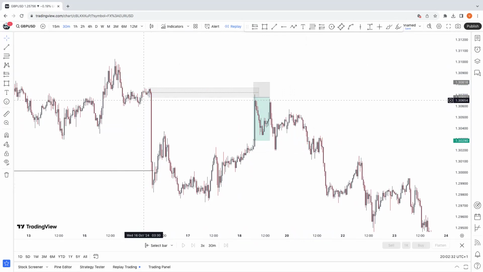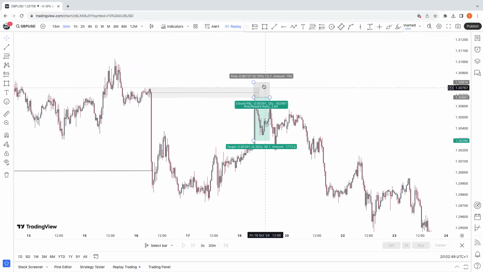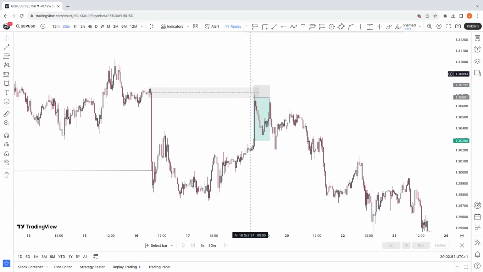The reason why we are considering this demand zone is because this supply zone left an imbalance behind, number one, and then it ended up giving us a change of character or a break of structure, number two. So that's why we consider this zone as a valid zone. So we place our sell position here.